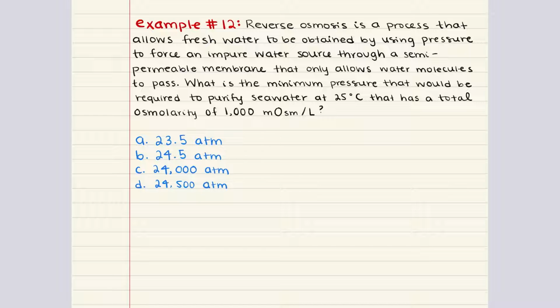Now, osmotic pressure is given by the following expression, where i is the van 't Hoff factor. This is the number of particles the solute dissociates into. It's multiplied by M. This is the molarity of the solution. In our case, it's going to be osmolarity. And then R is our ideal gas constant, and T is temperature in Kelvin.